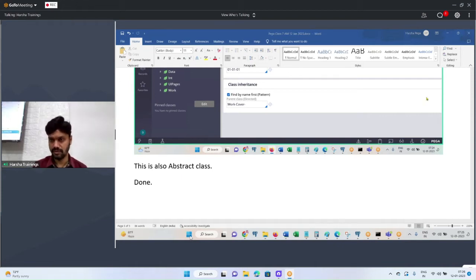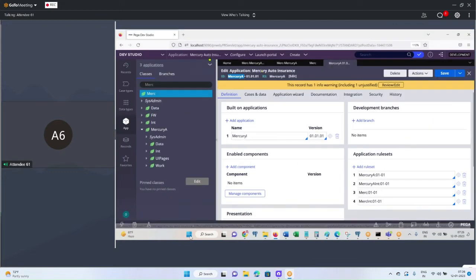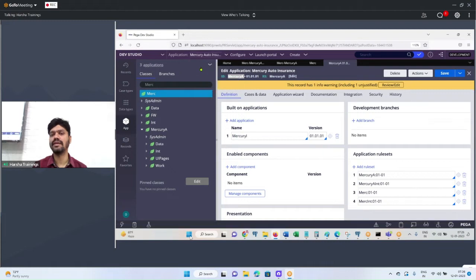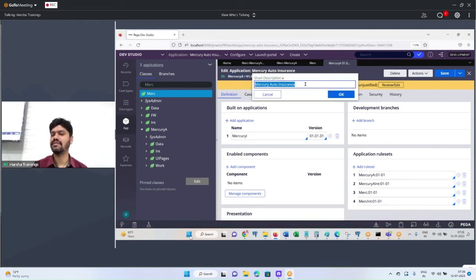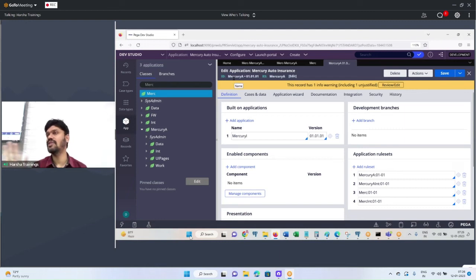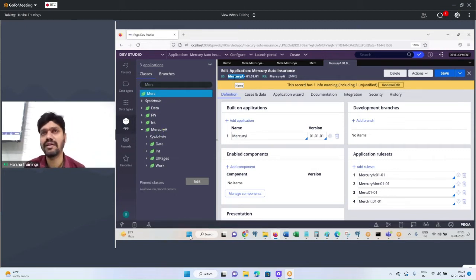Can you show me once again, from the application definition? I have shown you the other day. If you go to definition, the ID is there. This is the actual name. Mercury Auto Insurance is the display name. I can change it if I want, but the ID cannot be changed. Application name and class name: Mercury A class name, Mercury A application name. Matching or not? That's why this is called the application class. With respect to the organization structure, that is called the division class. Understand everyone? Now you go here.